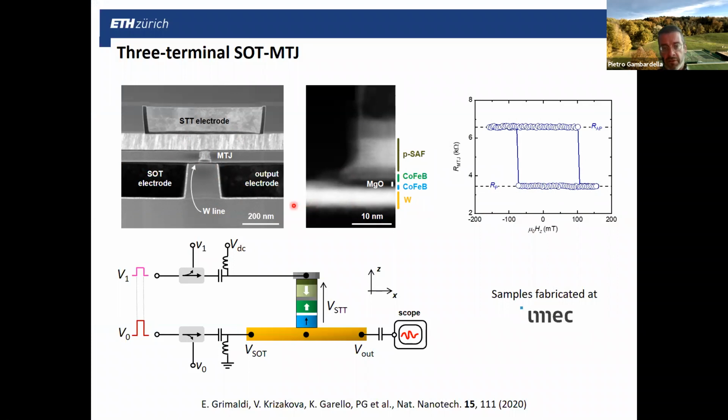They're composed of a bottom tungsten layer. This is the heavy metal that brings the strong spin orbit coupling. A cobalt iron boron free layer with perpendicular magnetization, an MgO tunnel barrier, and a cobalt iron boron reference layer, and then a synthetic antiferromagnet structure. And as I said, we can pulse the junction using this three-terminal configuration, and so we can essentially use both spin orbit torque or spin transfer torque to switch.